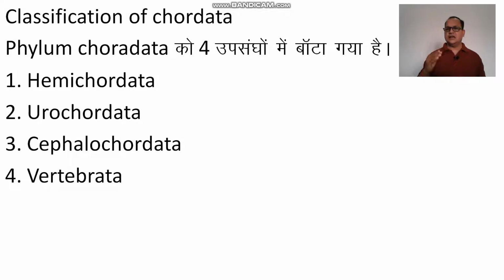Now, the classification of chordates. Chordates consist of approximately 60,000 species on this earth. Phylum Chordata is divided into four subphyla: Hemichordata, Urochordata, Cephalochordata and Vertebrata. The first three, Hemichordata, Urochordata and Cephalochordata, are the protochordates or lower chordates, in which the notochord remains in the form of notochord. But the fourth one, Vertebrata, are the higher chordates or euchordates, in which the notochord turns into the vertebral column.